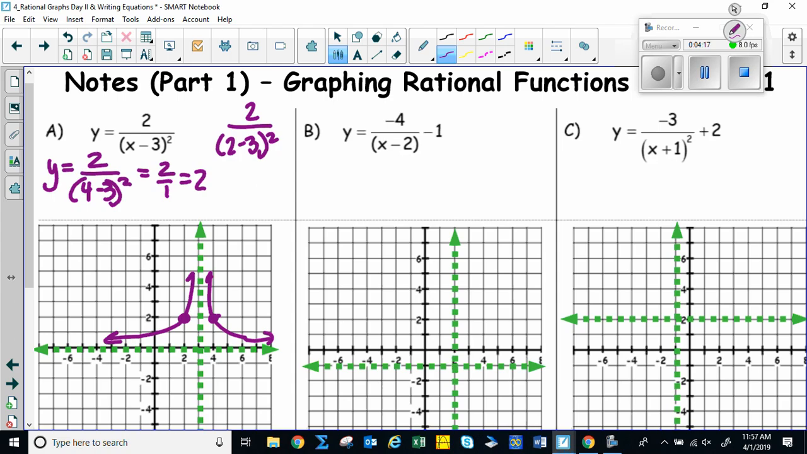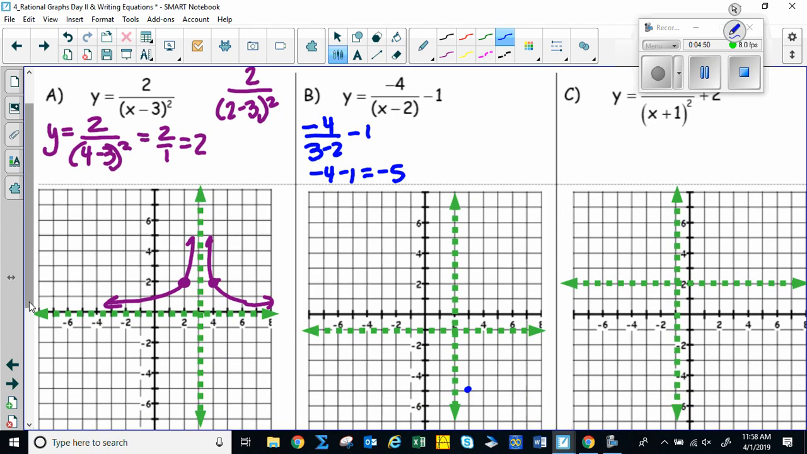So looking at B, bless you, what is the x value 1 unit to the right of the vertical asymptote? 3. So let's plug that in. So -4 over 3 minus 2. So 3 minus 2 is 1. So -4 minus 1 equals -5. So when my x value is 3, my y value is -5. 1, 2, 3, 4, 5. So that's going to be down here. Move that up a tiny bit there.